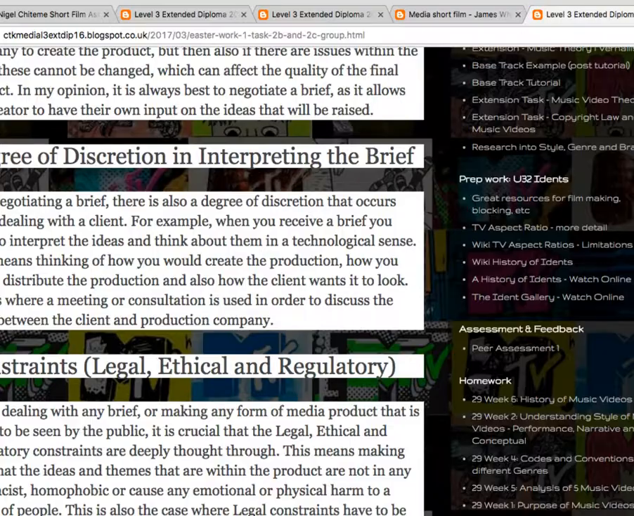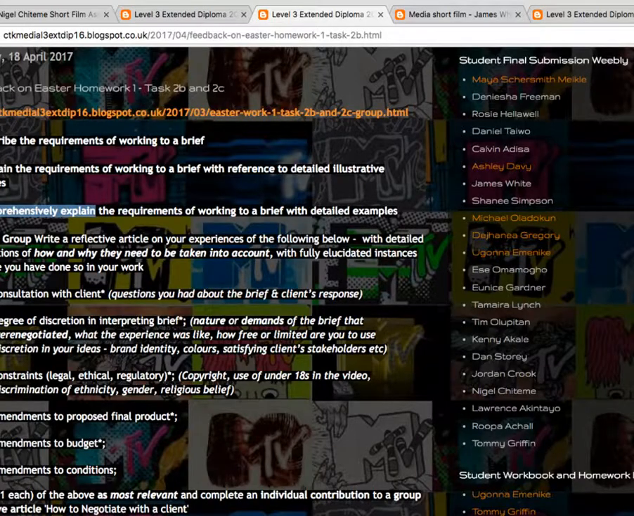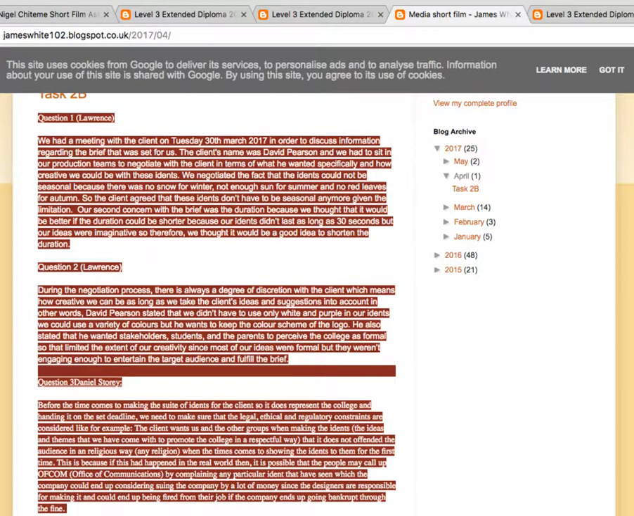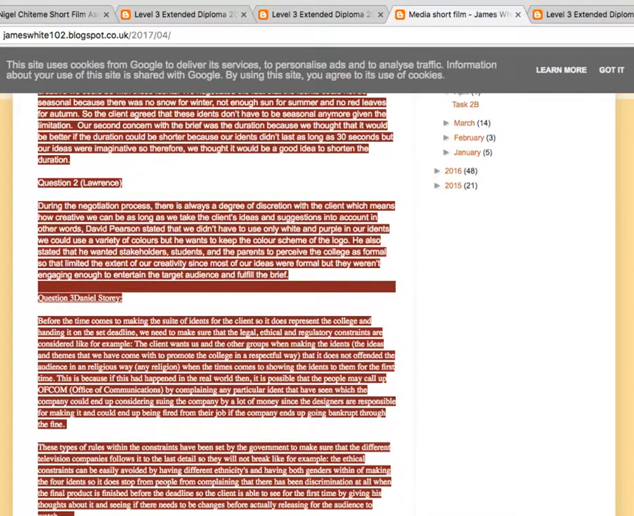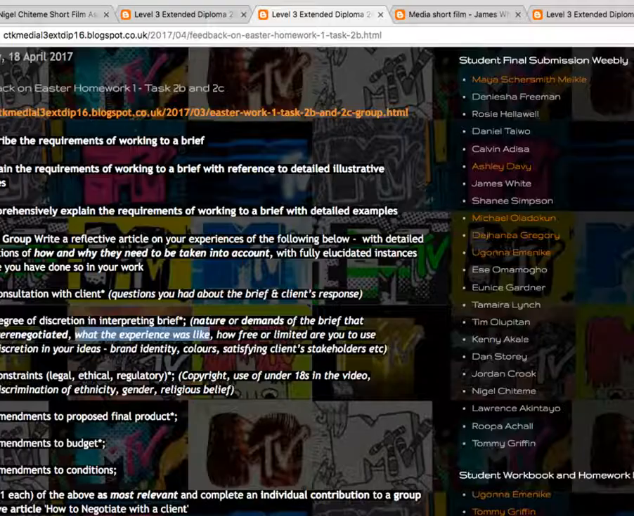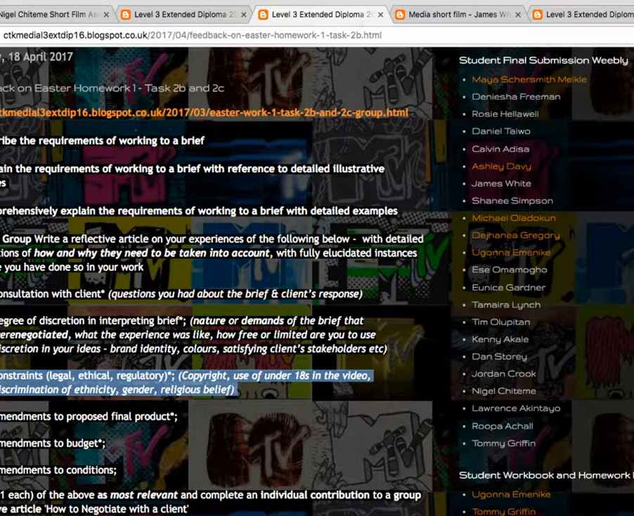And we did talk about this in class. So again, look back at your notes, because that's why you take them. And talk about what the experience was like. If you didn't have much discretion, then you need to talk about that in here. Okay, question 3 again. I don't have a heading, so you would need to copy and paste the heading that we've got here, which I presume is the constraints one.